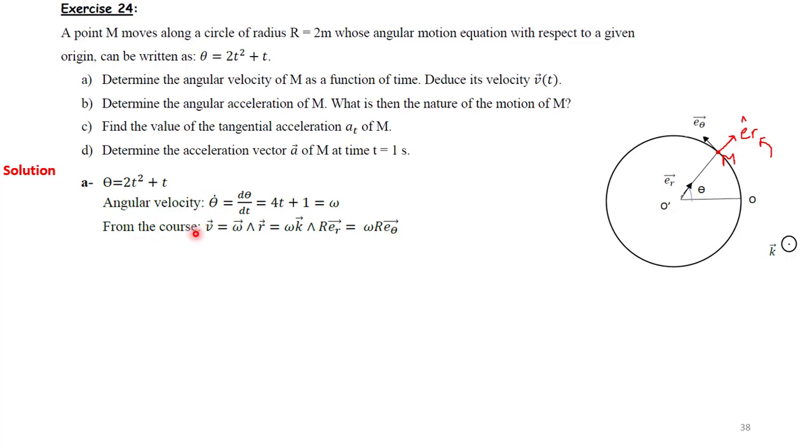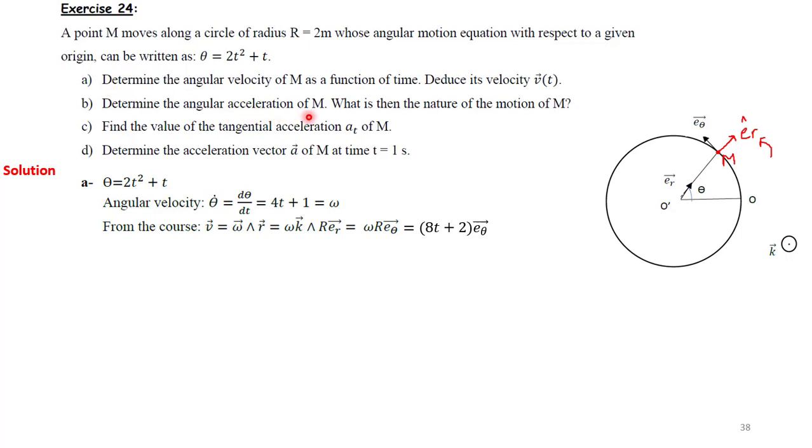So the velocity vector is equal to omega R E theta. Omega is already found, it's equal to 4t plus 1. And finally, v can be written as 8t plus 2 along E theta, or along tau, because E theta is the same as tau in the case of a circular motion. Question B, determine the angular acceleration of M.